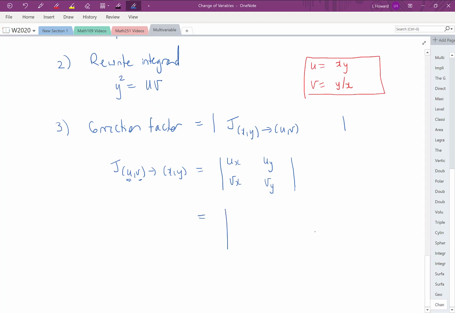So we're talking about the 2 by 2 determinant. Taking partials of u with respect to x, we'd have y, and with respect to y, it would be x.